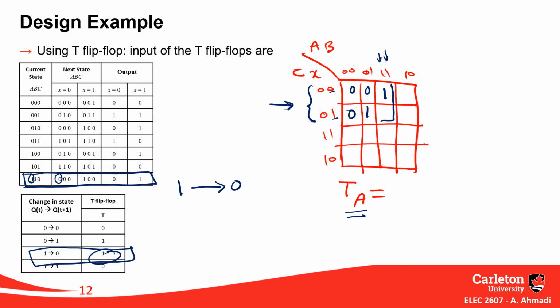This is unlike the D flip-flop, where whatever you see in the next state, you just have it at your input. But here we have to compare current state and next state. Here I'm making a change from 1 to 0, or from 1 to 1. From 1 to 1, this one, you see, your input to the TA must be 0. So this one will be 0.